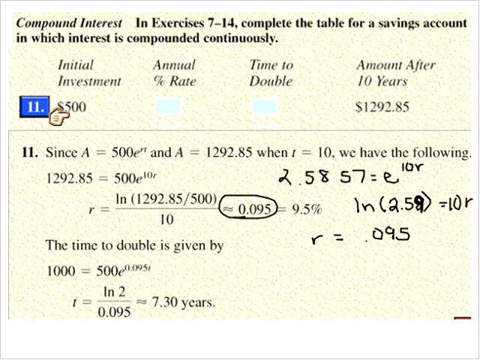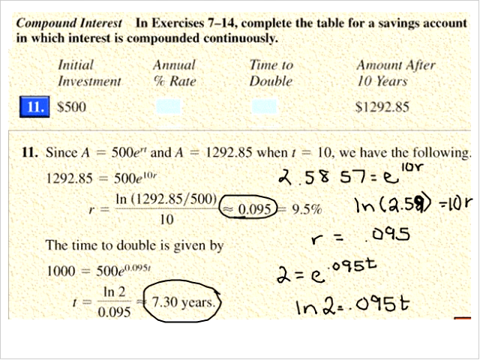Now, to find the time it doubles, if you're starting with 500, double that is 1,000. Plugging everything we know back in, R is 0.095. So let's start by dividing each side by 500 to get 2 equals e to the 0.095t. Take the natural log of both sides and divide by 0.095. So t is approximately 7.3 years.